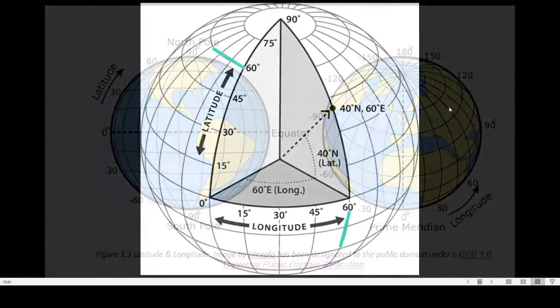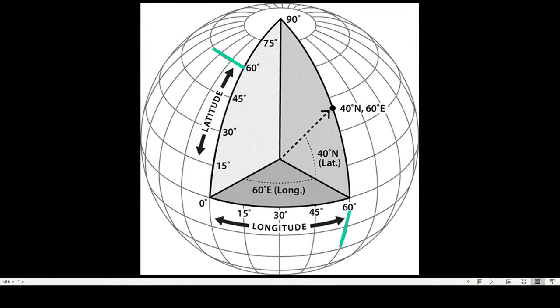Okay, this diagram is in your quiz, and it could be a little bit confusing based on the latitude and the arrows. What this arrow is really showing you is what the latitude line is, and it's pointing at the latitude line, which is this latitude line.